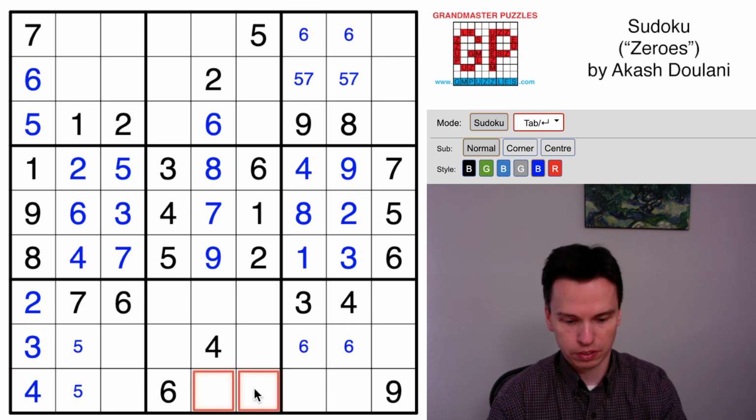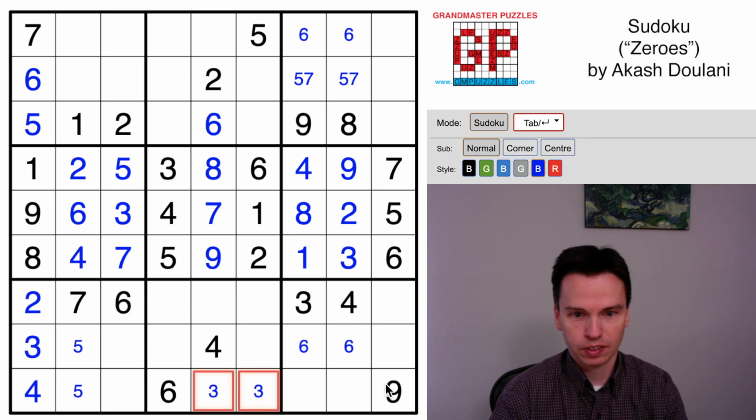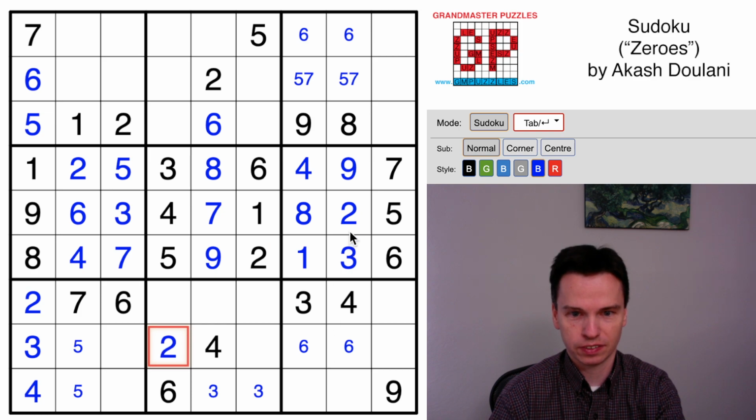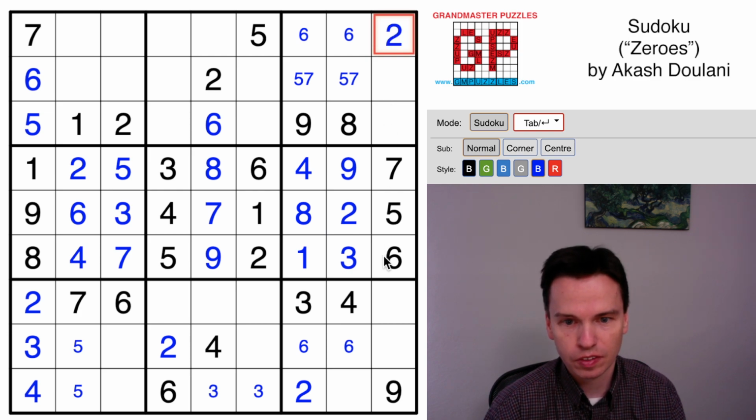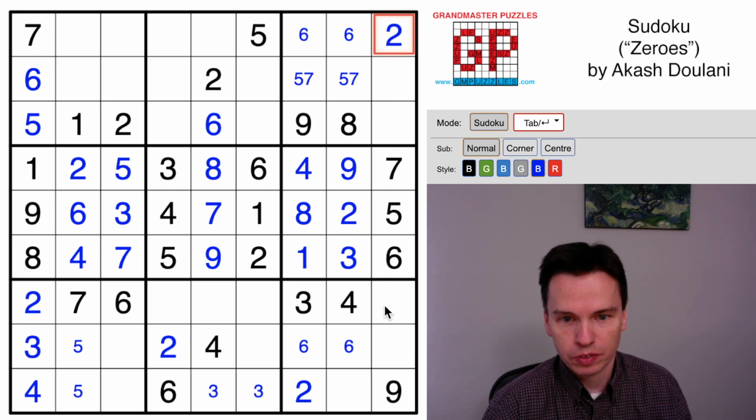The 3 gives me a 3 in one of these cells. The 2 actually does a little more. 2s with these 2s means there's the last 2 in this box in this cell, last 2 in this box in this cell because of the 2 up above, and the last 2 in the grid goes in there. What can we do now?